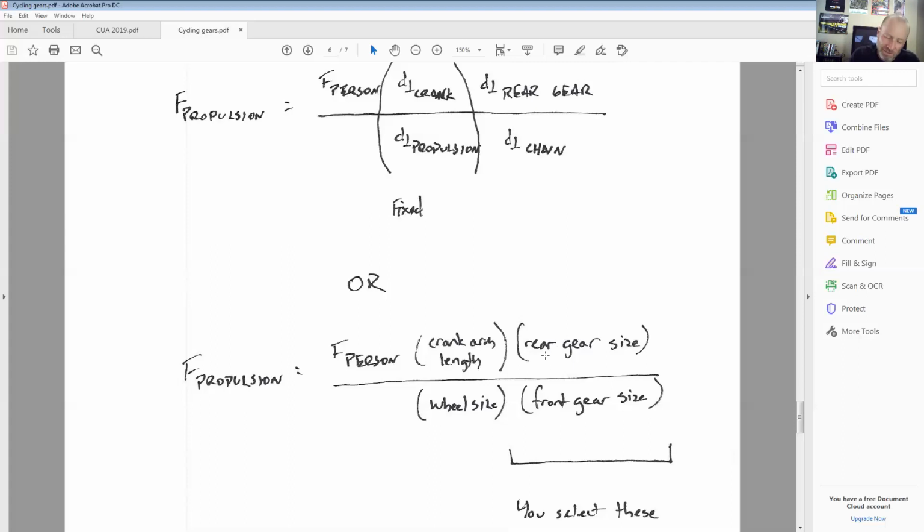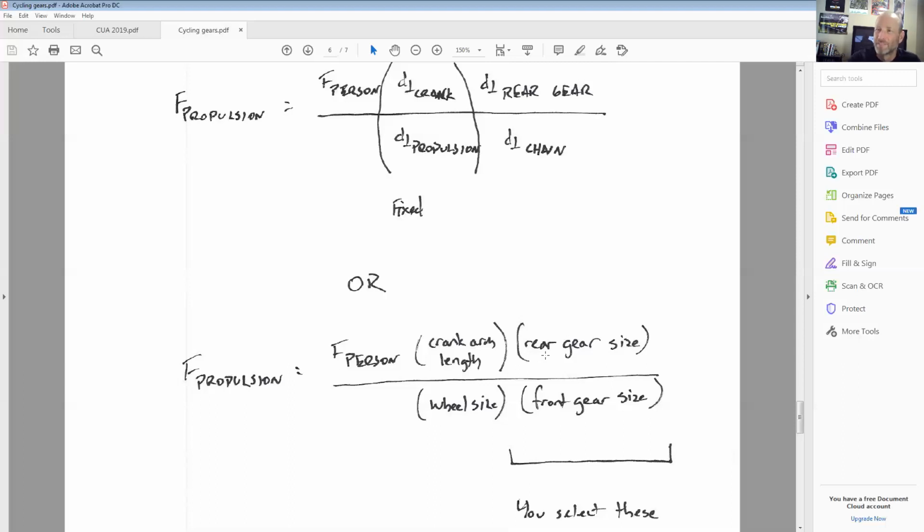Now, in contrast, if my rear gear and my front gear are the same size, for every pedal revolution I get 1 wheel revolution, which means if I stay at 80 revolutions per minute, I'm going to get far fewer rotations of the rear wheel, and therefore I'm not going to be going as fast.